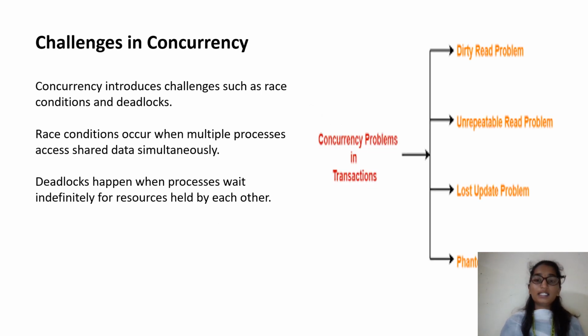Next, challenges in concurrency. Concurrency introduces challenges such as race conditions and deadlocks. Race conditions occur when multiple processes access shared data simultaneously. Deadlocks happen when processes wait indefinitely for resources held by each other. Here, if we observe this diagram, concurrency problems in transactions. First, dirty read problem, unrepeatable read problem, lost update problem, and last one, phantom problem.